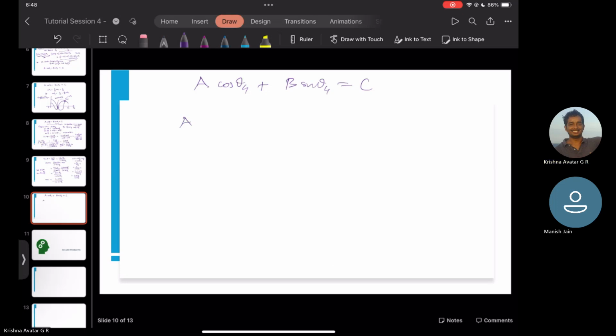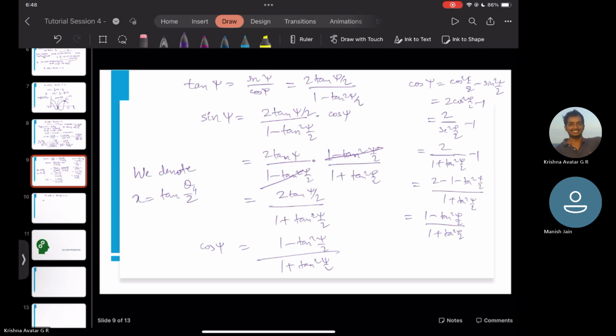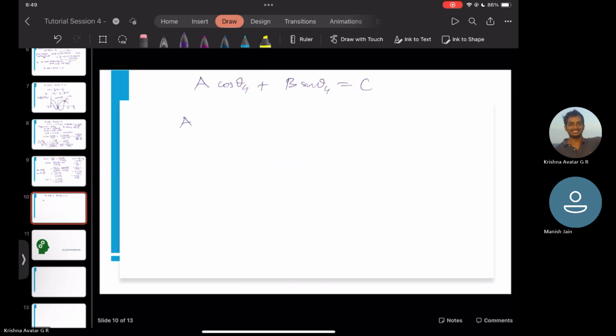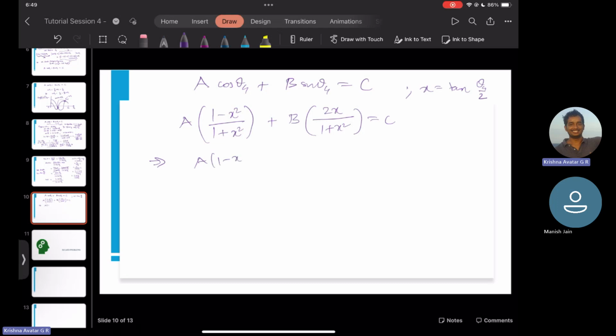So you have a times (1 minus x squared) divided by (1 plus x squared) plus b times 2x divided by (1 plus x squared) is equal to c, where x is equal to tan theta 4 by 2, right? So what we are able to do here is a into 1 minus x squared plus 2b into x is equal to c into 1 plus x squared. Otherwise, we have c plus cx squared is equal to a minus ax squared plus 2bx.